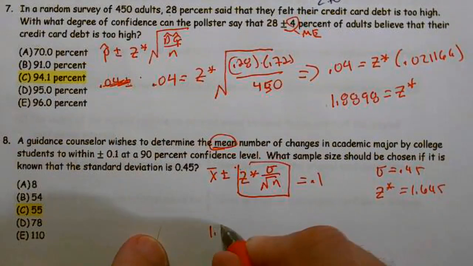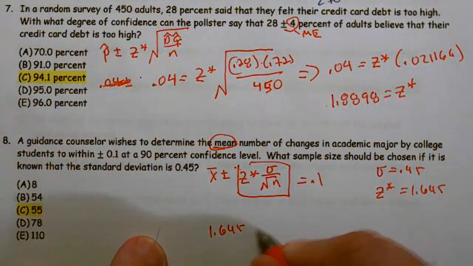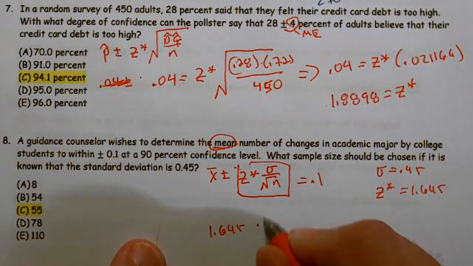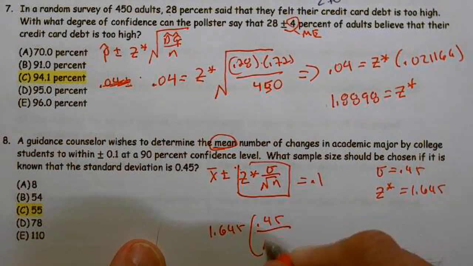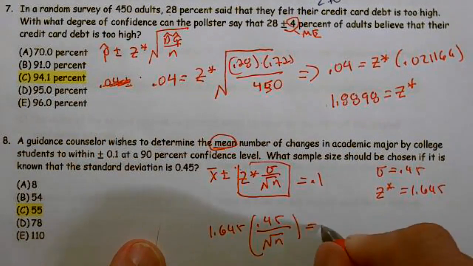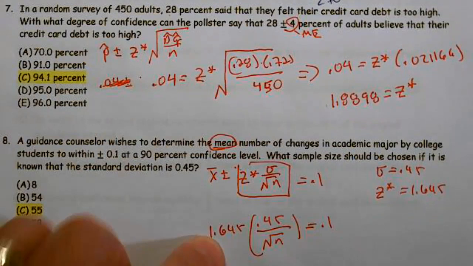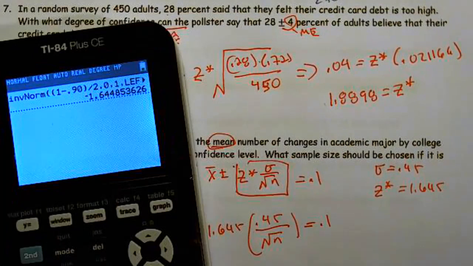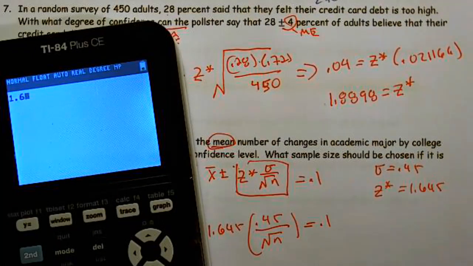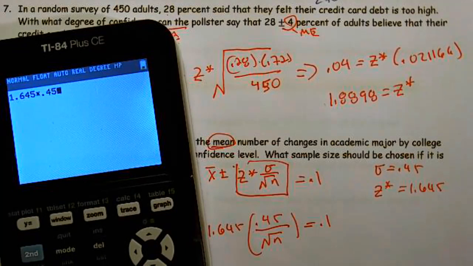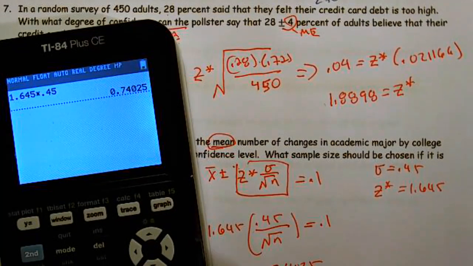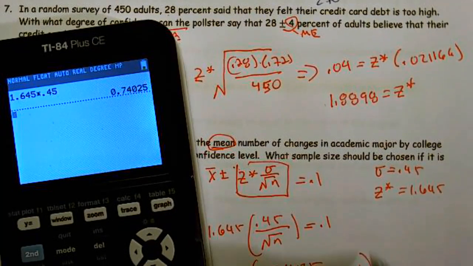So 1.645 times 0.45 over the square root of n needs to equal 0.1. So I'm going to go ahead and do some math here, multiply those two values. Clear 1.645 times the 0.45. That gives me 0.74025 over the square root of n equals 0.1. I'm going to go ahead and square this whole thing.